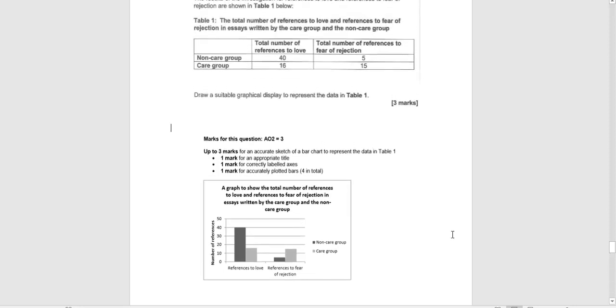And then the final mark, so 3 or 4, depends on how many marks the particular question is allocated. Here, it depends on whether we are accurately plotting our little bars for this bar graph. Here we needed to have 4 in total, and these are all clearly represented, and that would be how you get your 3 marks.